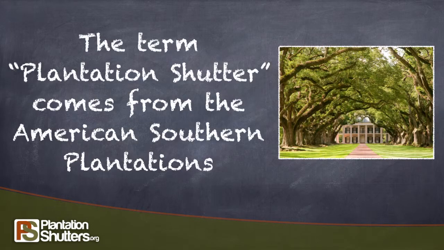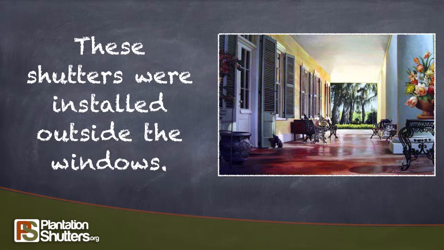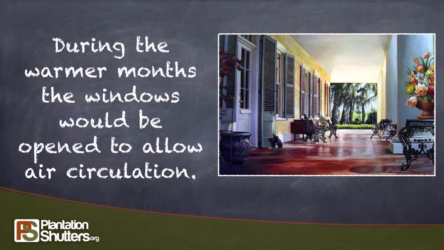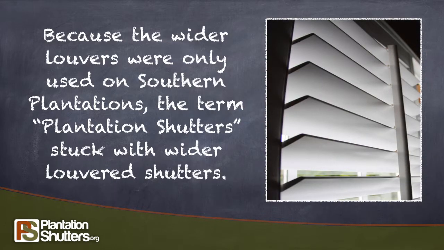The term plantation shutter comes from the American Southern plantations. These shutters were installed outside the window. During the warmer months, the windows would be open to allow for air circulation. The wide louvers could be tilted up, allowing air circulation and stopping rain from entering the house. Because the wider louvers were only used on southern plantations, the term plantation shutters stuck with wider louvered shutters.